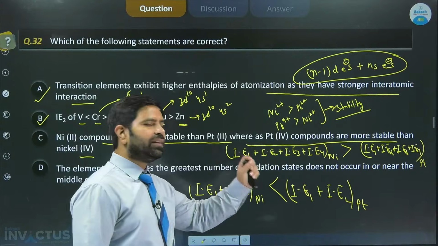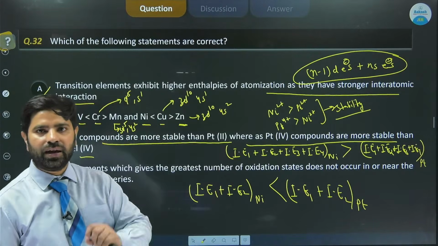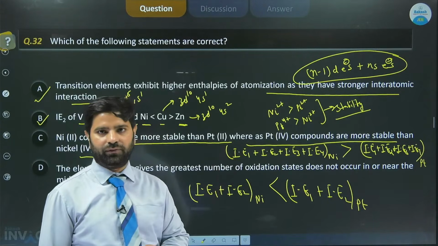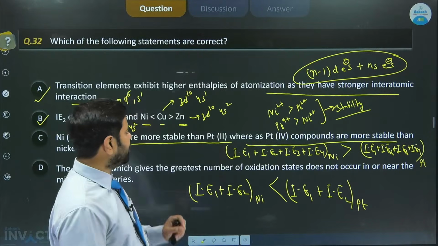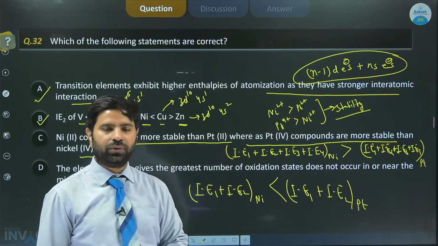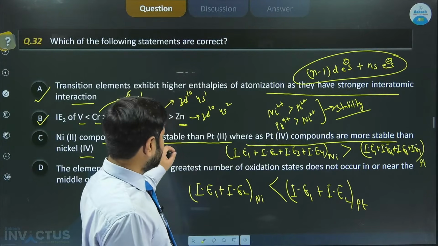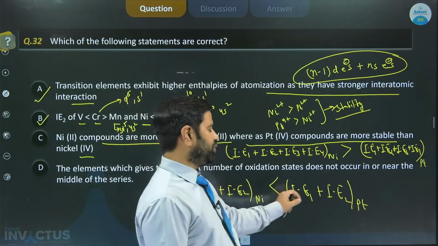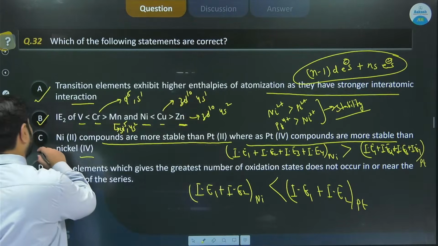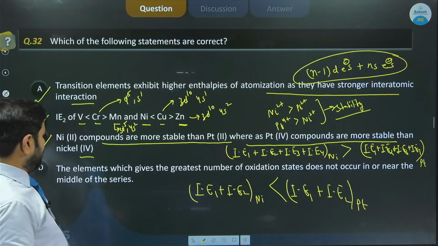How are we deciding the sum of the ionization energy? It is decided on the basis of electronic configuration. When you write the electronic configuration of both the atoms, you will get your answer. The concept behind this part is the sum of the ionization energy. So this option is also correct.